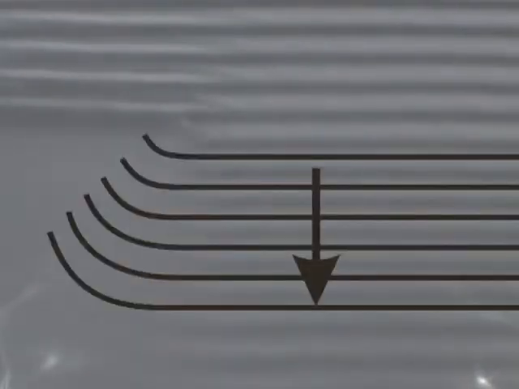Now we put an obstacle in the water. See how the waves bend around the edge? This is called diffraction. We draw the wavefronts like this.